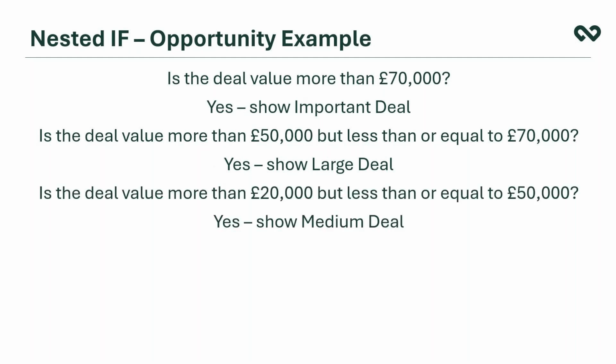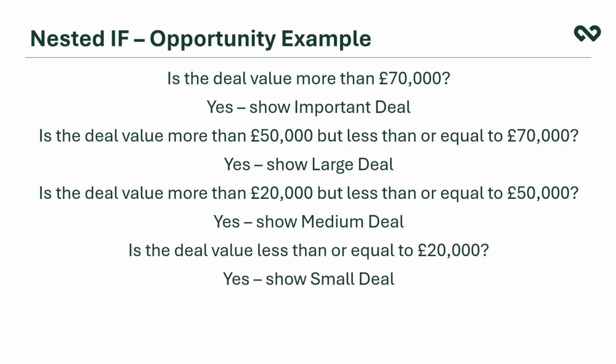If it's more than 20,000 but less or equal to 50,000 to put medium deal, and if it's less than 20,000 to put small deal, and anything else to not show anything. The formula for such a statement would look something like this.